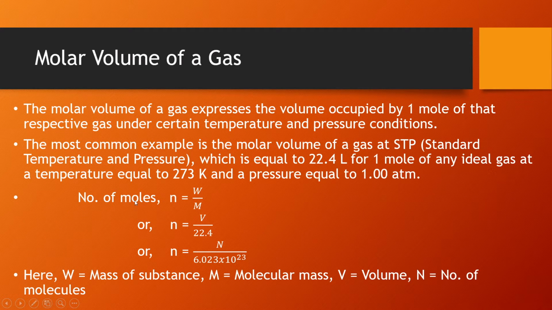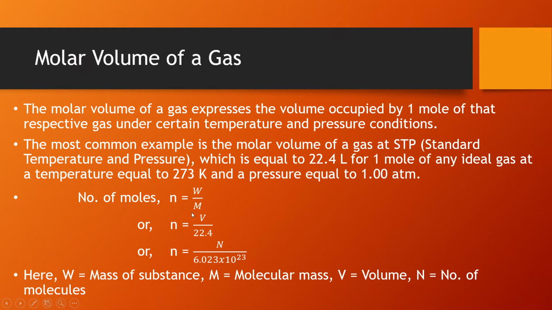So how to determine the number of moles? There is an equation: number of moles, small letter n, equals W by M. So you can determine by this method, that is W by M, or you can determine it using the STP volume, that is V divided by 22.4, or you can determine the number of moles by N, capital N, divided by 6.023 into 10 to the power 23. So this is the equation for determining the number of moles by using mass.